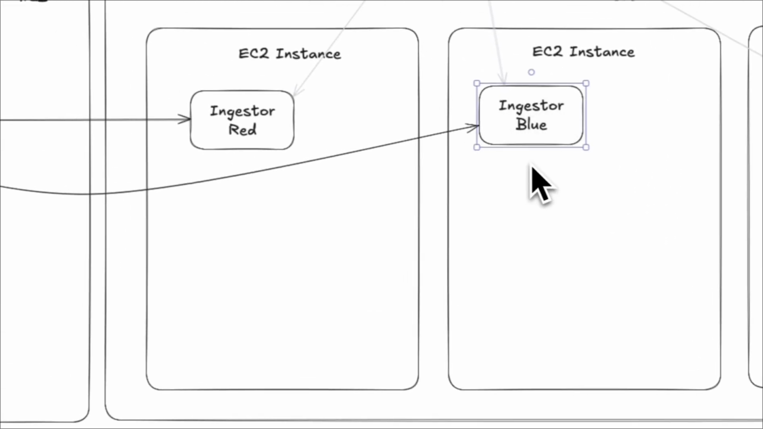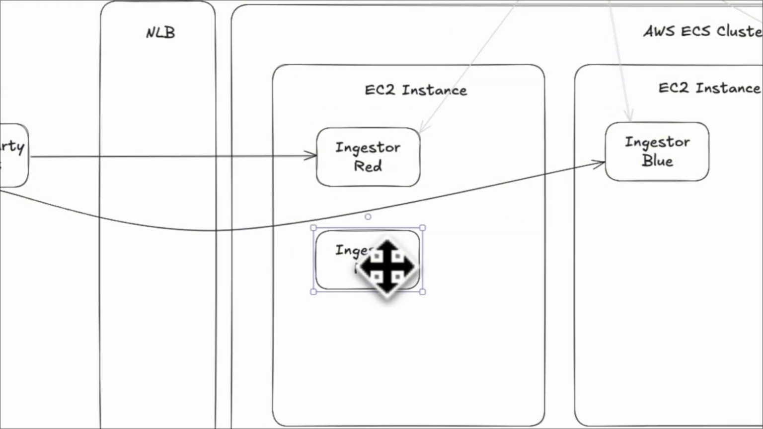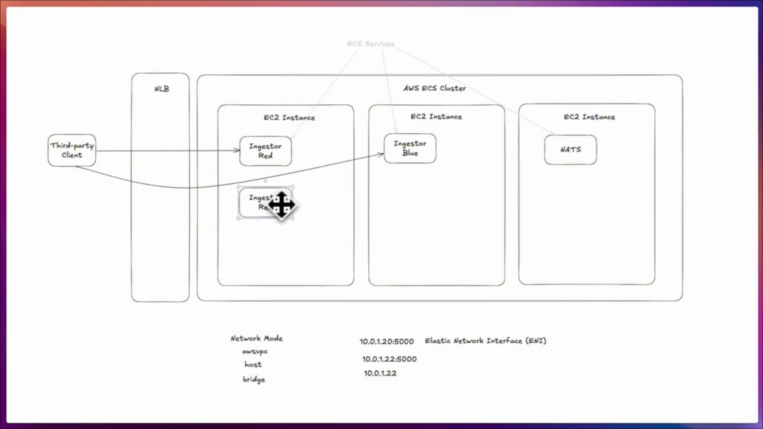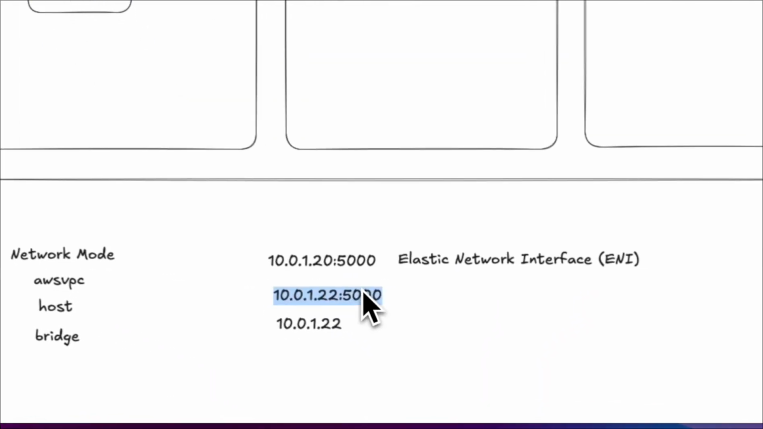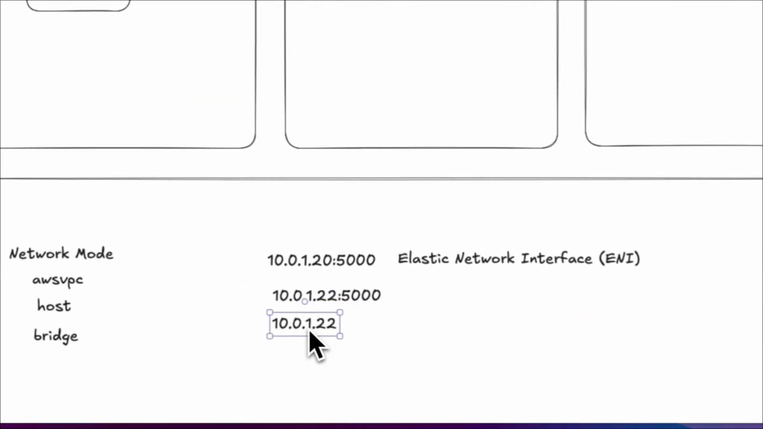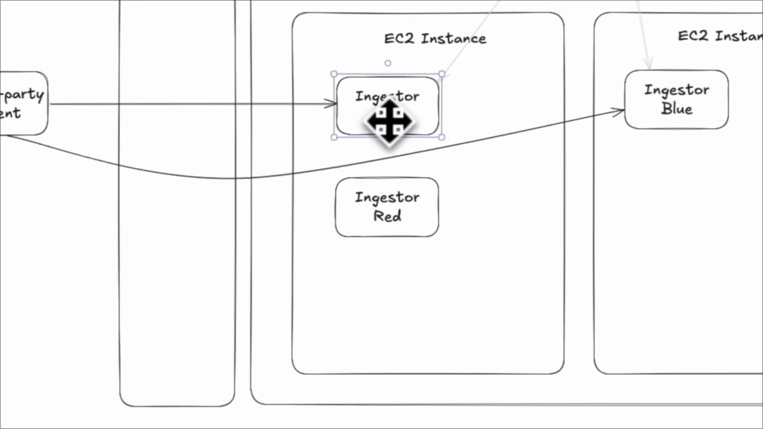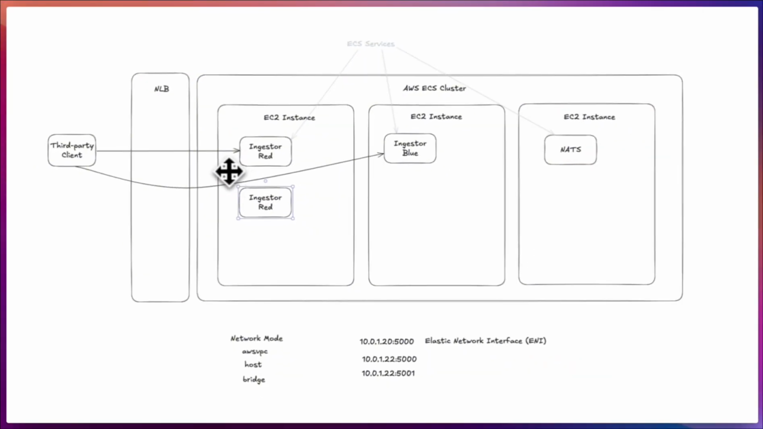Then you have another, let's say, instance running the same container. This container can't have the same IP address and port because they will conflict. So we need to give it another port, and this is how you access this one. So basically the port of the container is mapped to the port of the host machine.